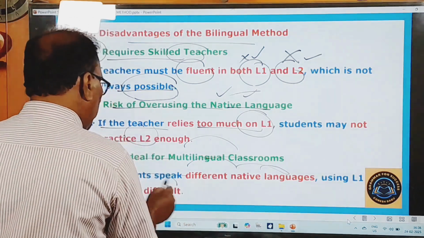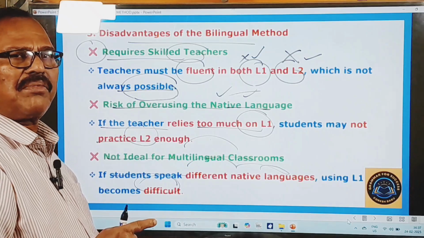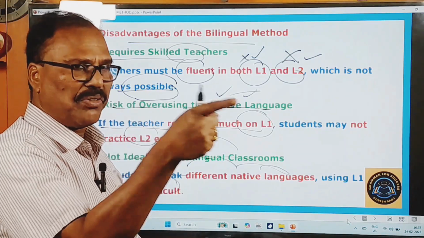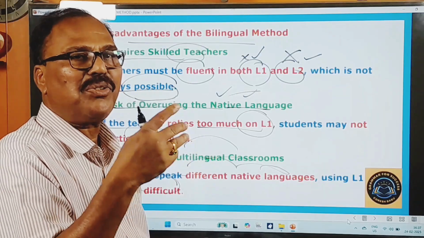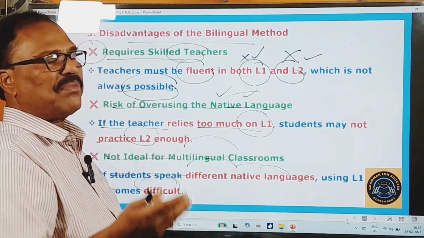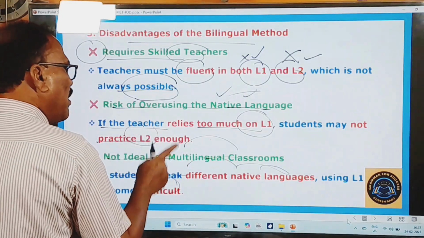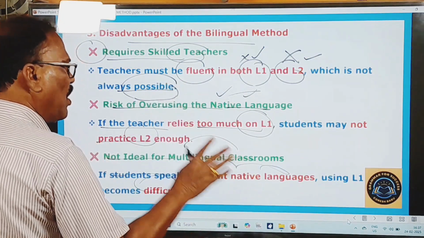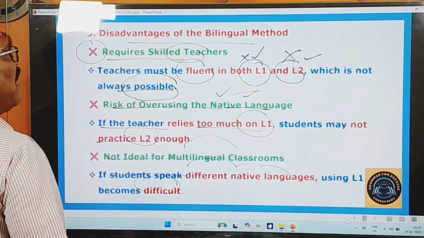Using L1 becomes difficult. Then using L1, whose L1 do you want to use in the class? Do you want to use Hindi? Do you want to use Tamil? Do you want to use Telugu? Which L1 of the students do you want to use in the classroom? So that becomes very difficult for the teachers, and therefore it is not adaptable in multilingual classrooms. This is yet another important disadvantage of the bilingual method.